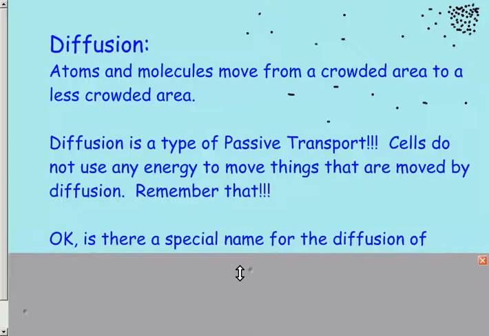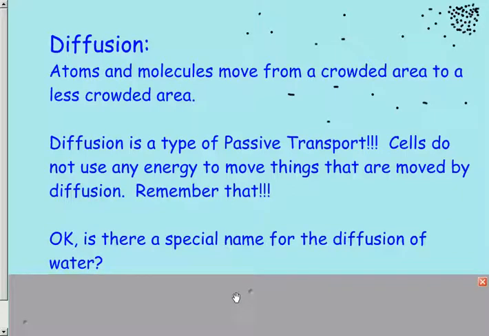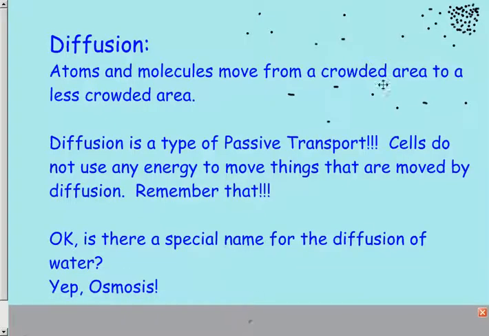All right, so special name of diffusion of water. Another thing to remember. Just remember, diffusion is when the particles move from crowded area to a less crowded area. Remember, we have a special name for the diffusion of water, and it is osmosis. When we say it's osmosis, that means we're moving water from more crowded to less crowded, or a high concentration to a low concentration.